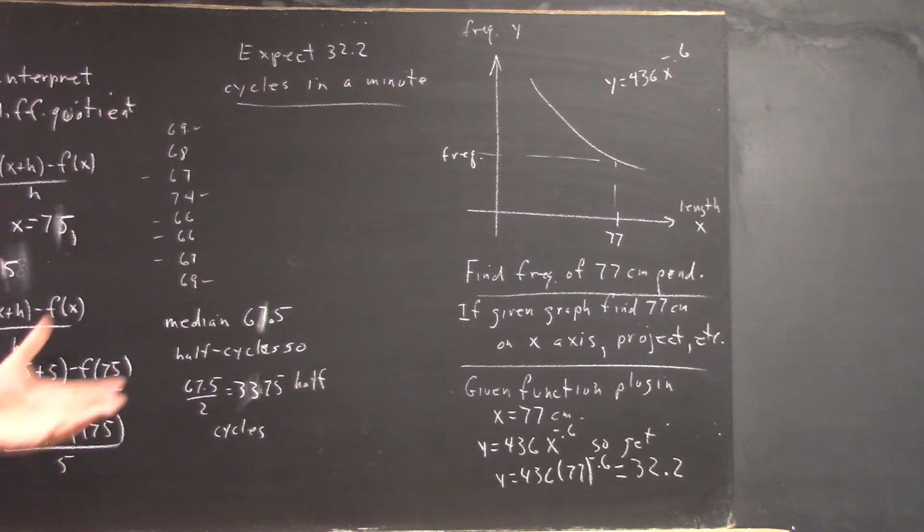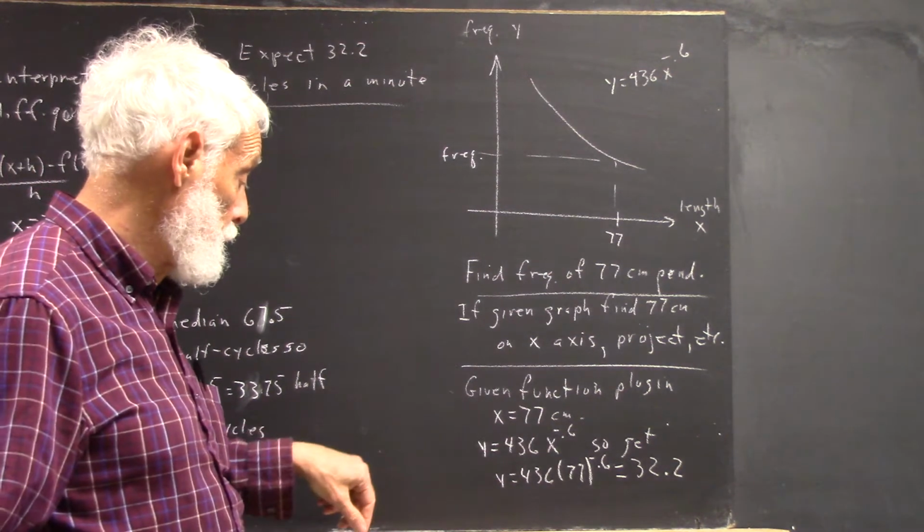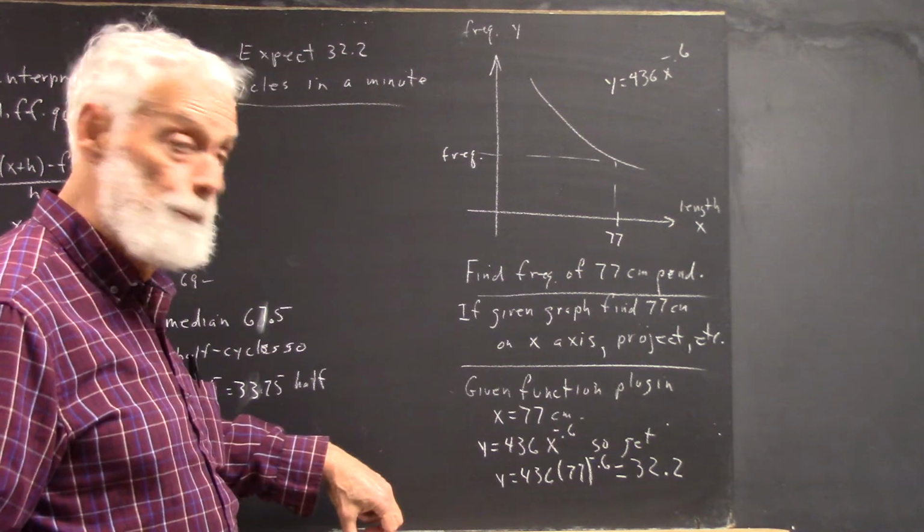Now what is the meaning of that in terms of the graph? Because we want to come back to the graph in order to understand what this is telling us.